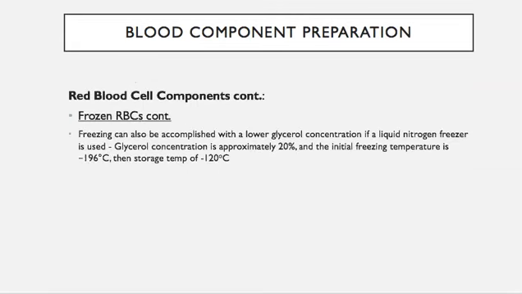Freezing can also be accomplished with a lower glycerol concentration if a liquid nitrogen freezer is used. So in this method, the glycerol concentration is about 20%, and the initial freezing temperature is negative 196 Celsius. Then the storage temperature is maintained at negative 120.